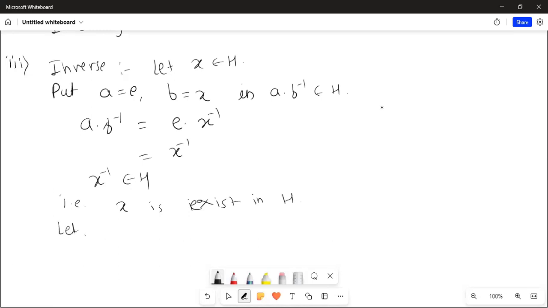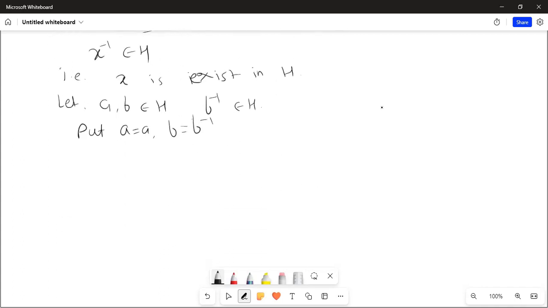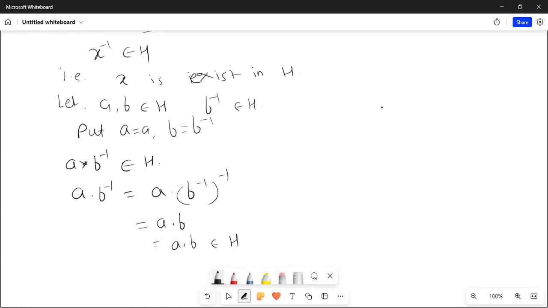So let A, B belongs to H, B inverse is also belongs to H. Then put A equals to A and B equals to B inverse. So A की जगह पे A डालना है और B की जगह पे B inverse डालना है. So A into B inverse, which belongs to H, that means A into B inverse of inverse, that means A into B आएगा, which is also belongs to H आएगा.